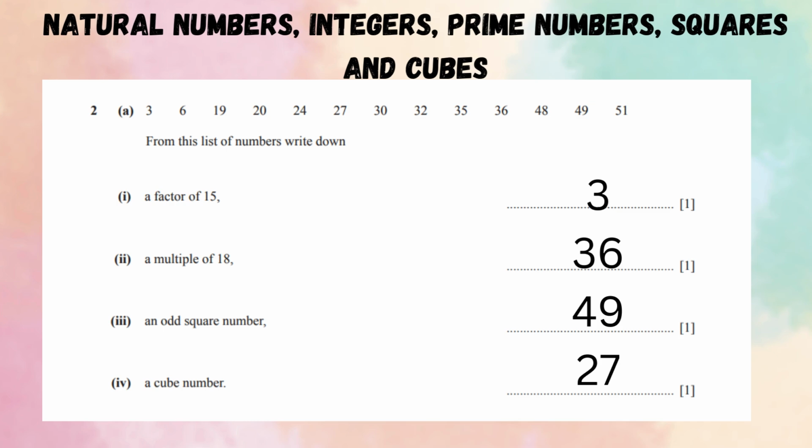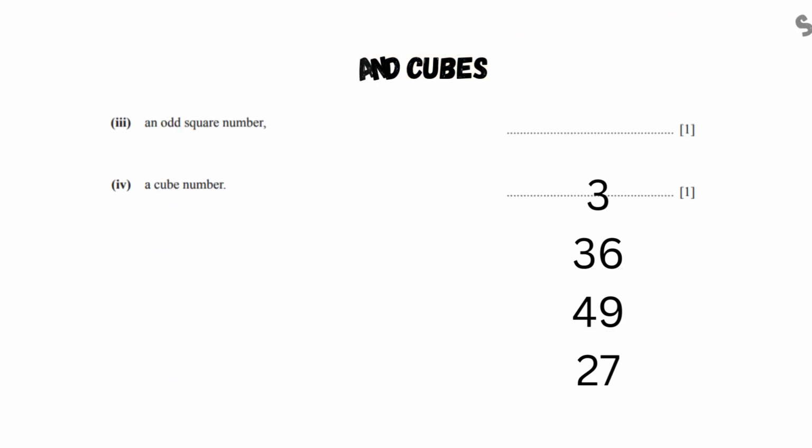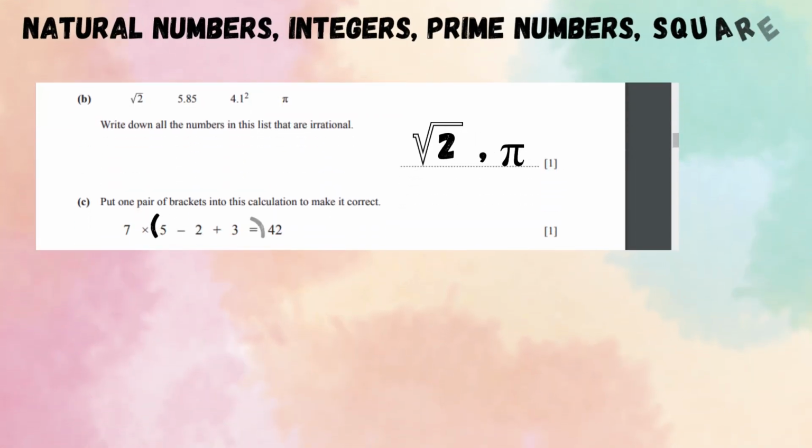The third part asks for an odd square number. Once we eliminate the other numbers, we are left with 36 and 49, which are square numbers. Among them, only 49 falls in the conditions in the question. The fourth part asks for a cube number, and the only cube number in the list is 27. After this, we have question number 3.